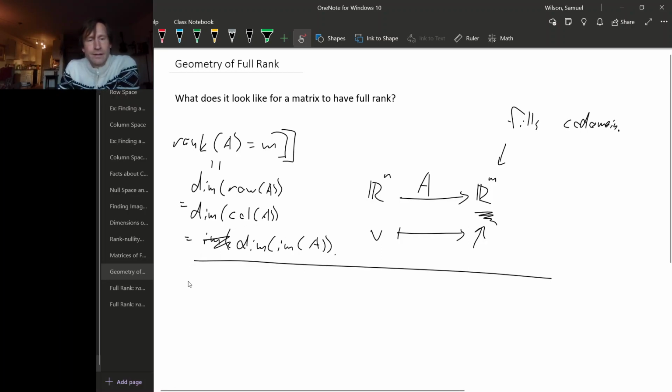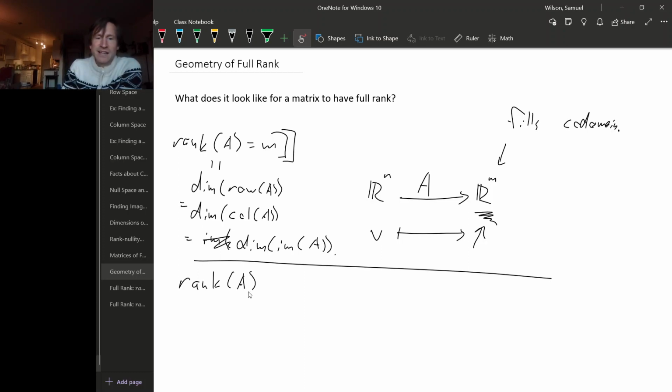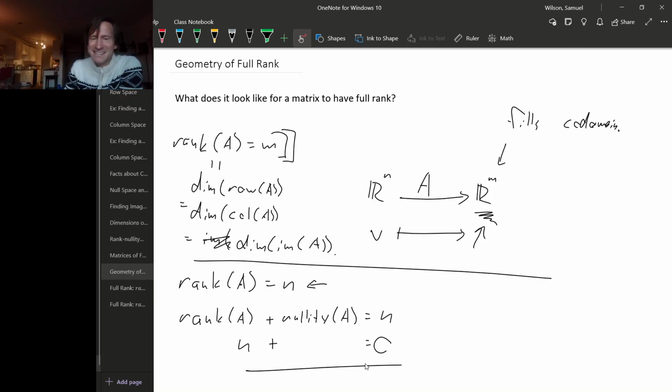The other possible way of being of full rank is that your rank is actually equal to the number of columns in the matrix, so that's n. And what would that mean? Well, one thing we know about rank is the rank nullity theorem, which says that the rank of A plus the nullity of A is equal to n. But if you're of full rank because your rank is equal to n, then that means your nullity has to be 0 in this case. So if you're of full rank because your rank is n, that means your nullity is 0.